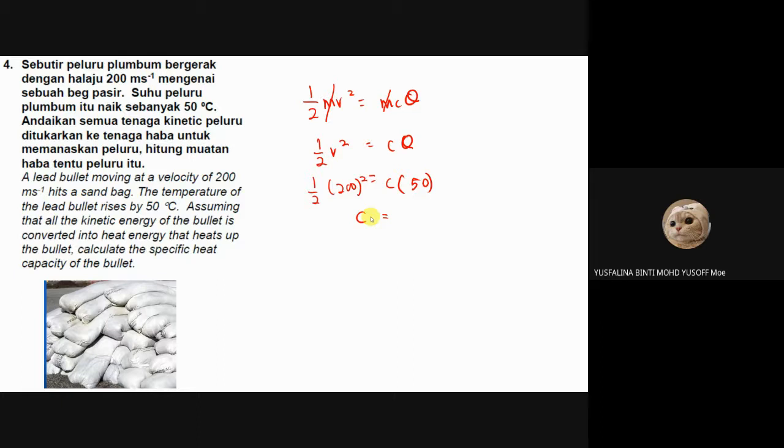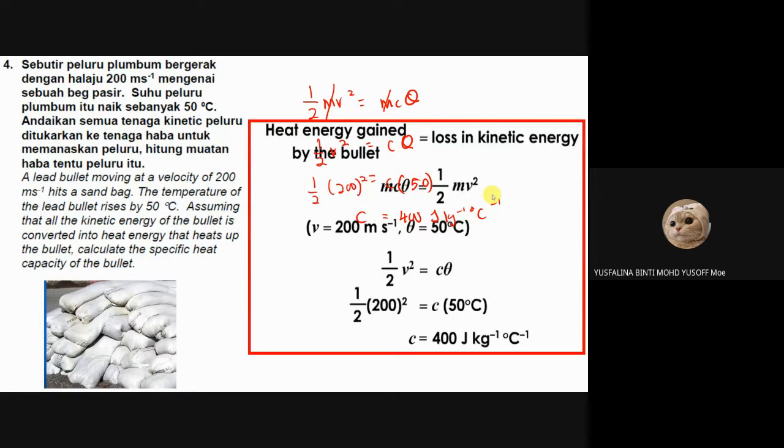400 J kg⁻¹ °C⁻¹. Yes. 400 J kg⁻¹ °C⁻¹. So that's how you want to calculate the specific heat capacity of the bullet.